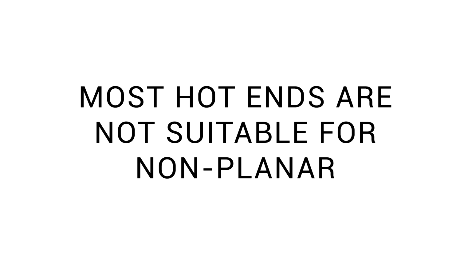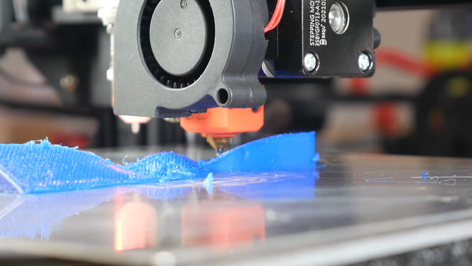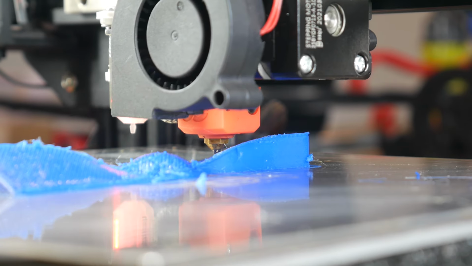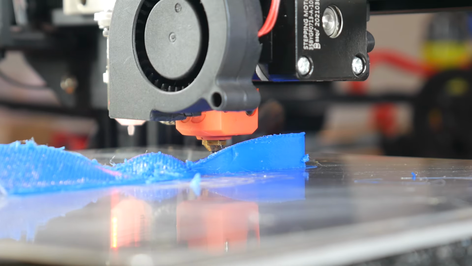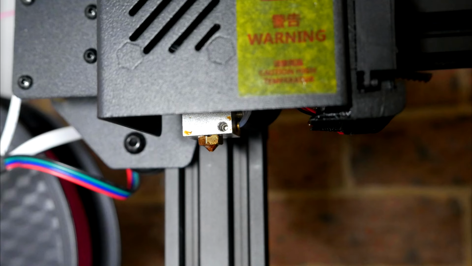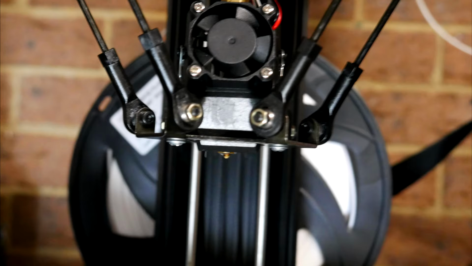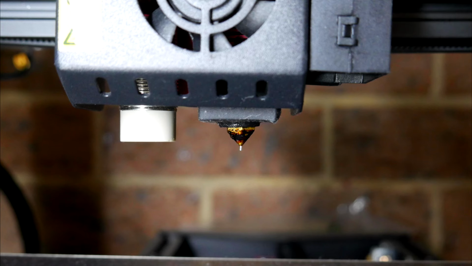And that brings me to a very obvious point: most hot ends are not suitable for non-planar. Because we are writing contours instead of printing flat layers, we need a lot more clearance past the tip of the nozzle. So your typical hot end that has an ABL probe, a big fan duct, or both won't be suitable, as it will simply collide with the model as it's being printed.